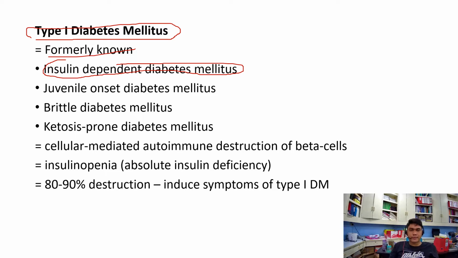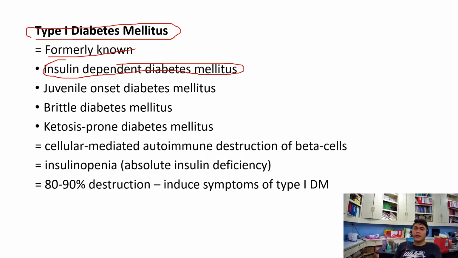Next is brittle diabetes mellitus because usually individuals with diabetes mellitus type 1 are skinny. Then ketosis-prone diabetes mellitus. But there are cases of type 2 that will also develop ketosis, or ketoacidosis. So the appropriate term is type 1 diabetes mellitus.